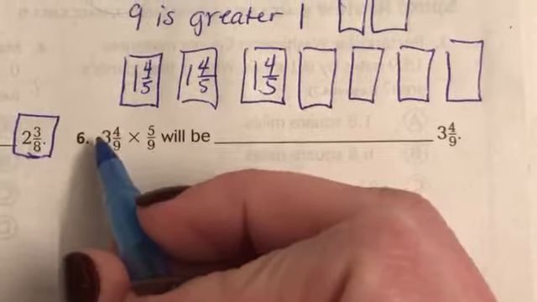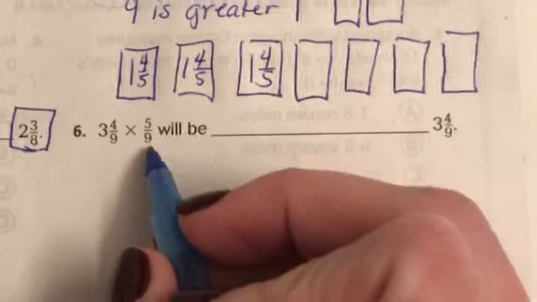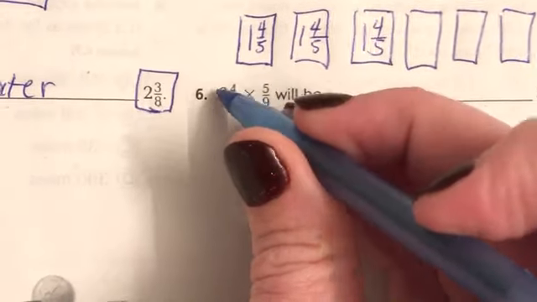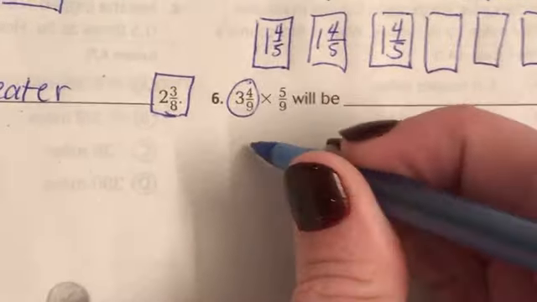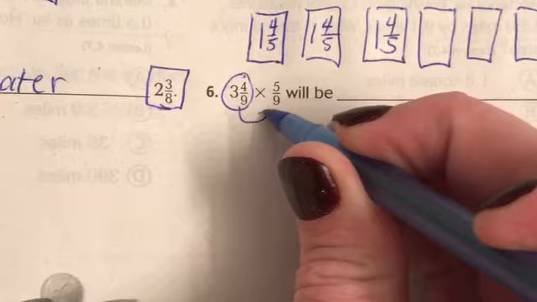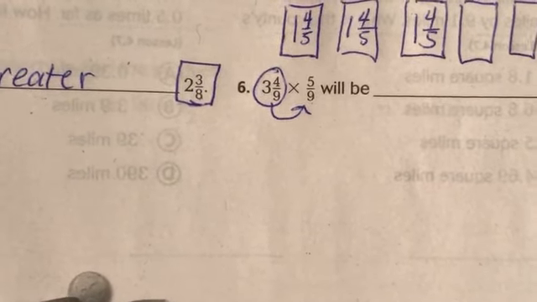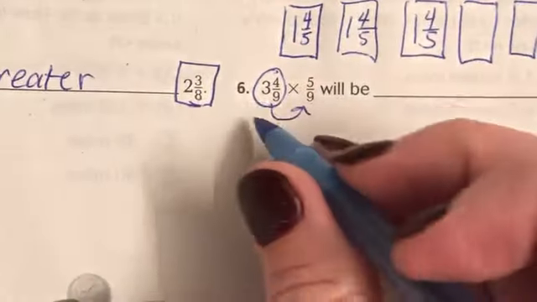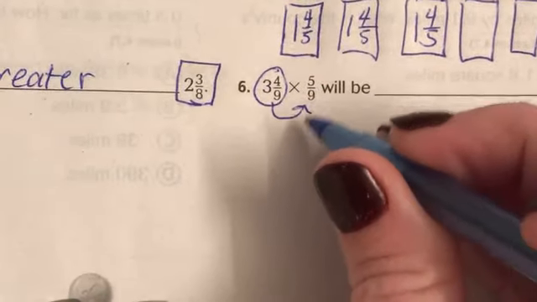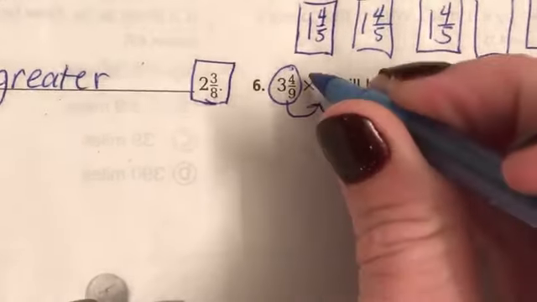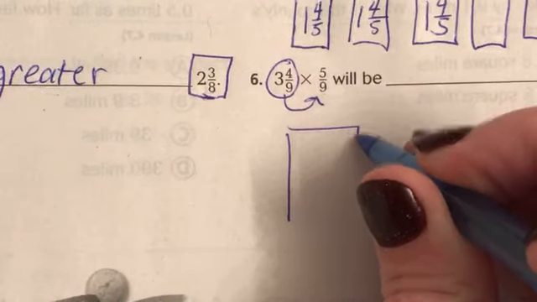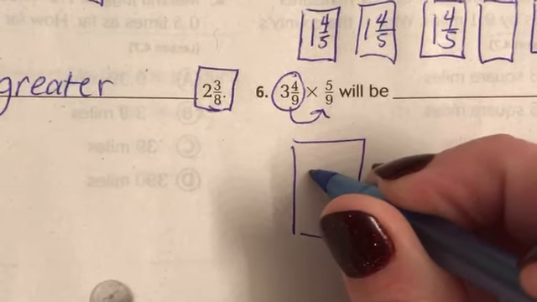If I multiply 3 4/9 times 5/9, will my answer be greater than, less than, or equal to 3 4/9? So 3 4/9 is my given number. And if I'm multiplying it by 5/9, that means I'm taking my unit of 3 4/9, I'm cutting it into 9 pieces and I'm only going to keep 5 of them. So let's just say that this is my box of rice and I'm just using rice.